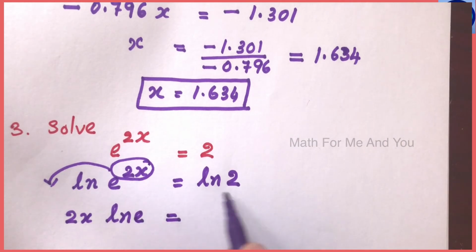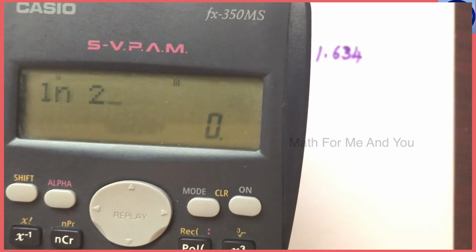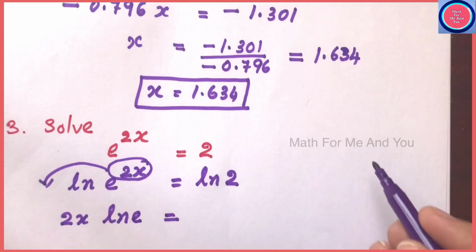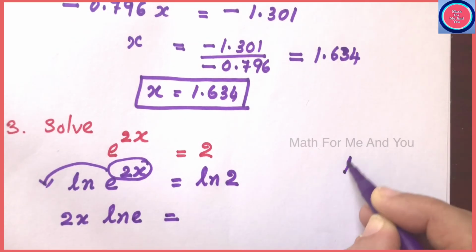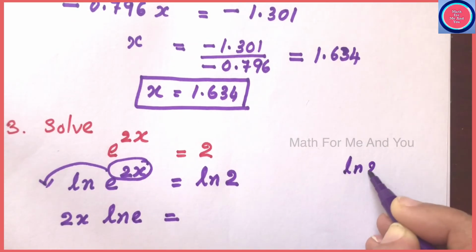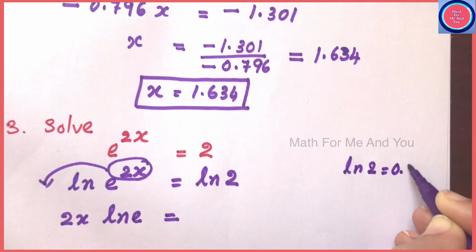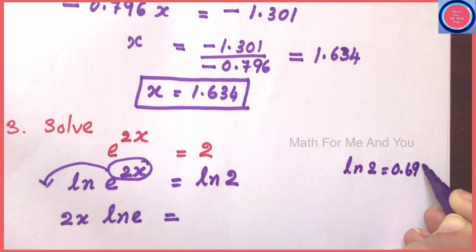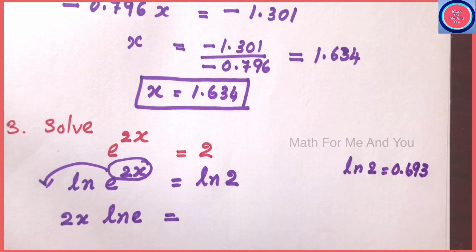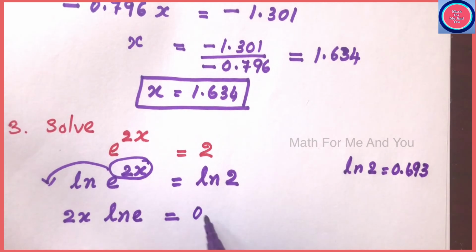Then 2x ln e, and the right side is ln 2. What is that? What is ln 2 using a calculator? Its value is almost equal to 0.693. And then what is ln e on the left side?